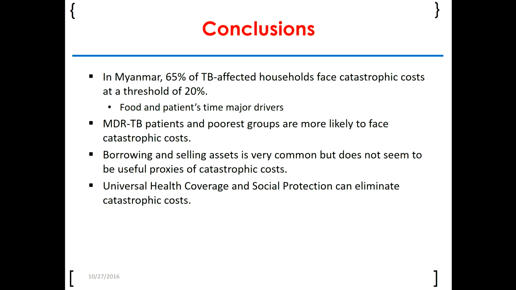In conclusion, about 65% of TB-affected households face catastrophic cost at the threshold of 20%. Food and patients' time are the major drivers. MDR-TB patients are the most likely to face catastrophic cost. So we evaluate that MDR-TB is a very heavy economic burden for the country. Borrowing and selling assets is very common, but it does not seem to be a useful proxy of catastrophic cost. Universal health coverage and social protection can eliminate the catastrophic cost.